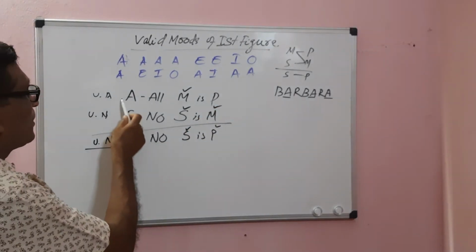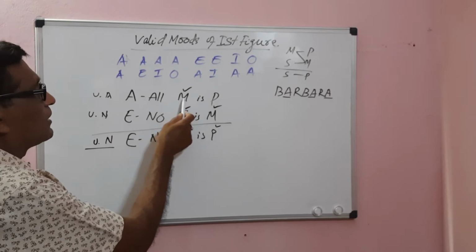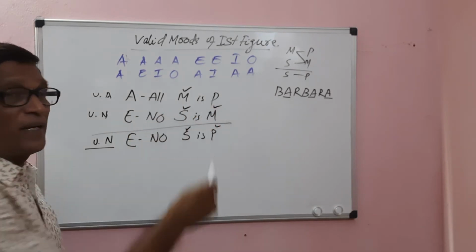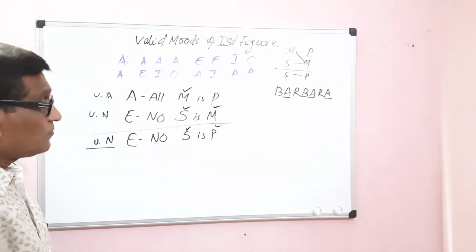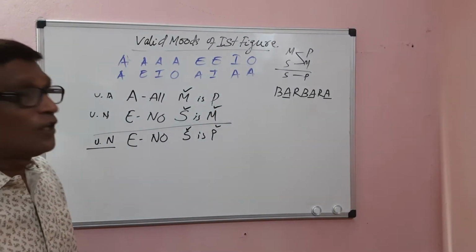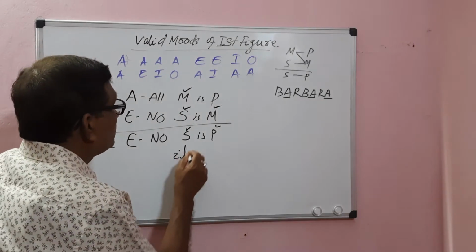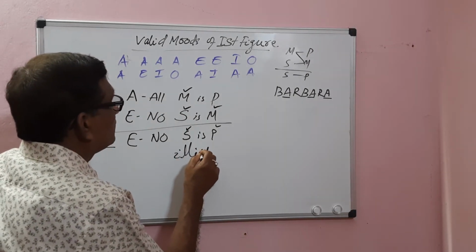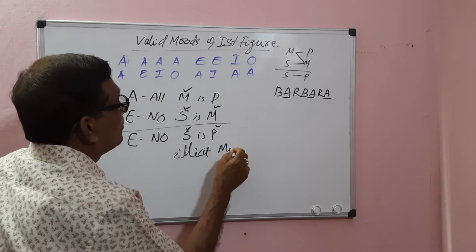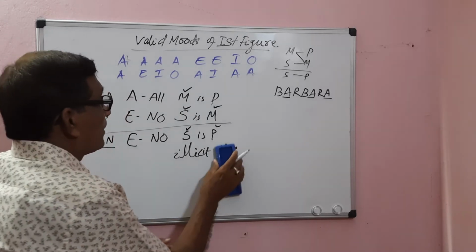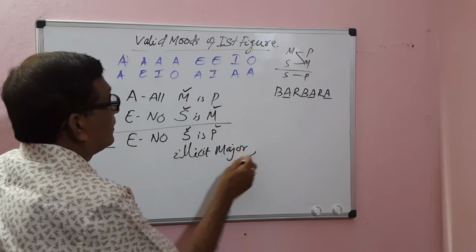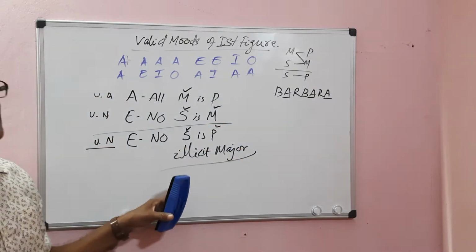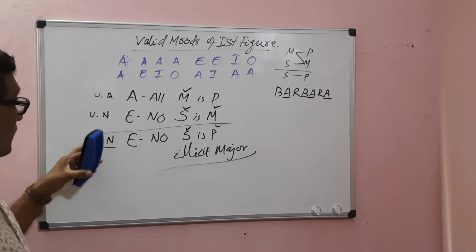Why? Because A proposition distributes the subject only. The major term occupies the predicate place, so it has not been distributed in the major premise. But it is distributed in the conclusion. So this is the fallacy of illicit major. Here there is a fallacy of illicit major.